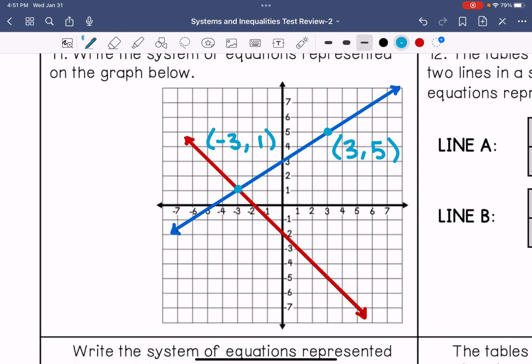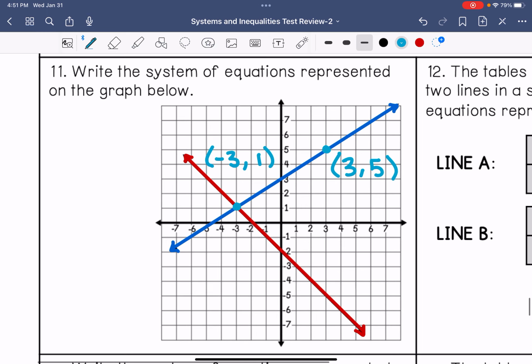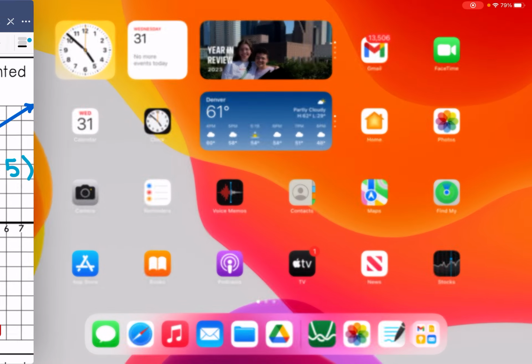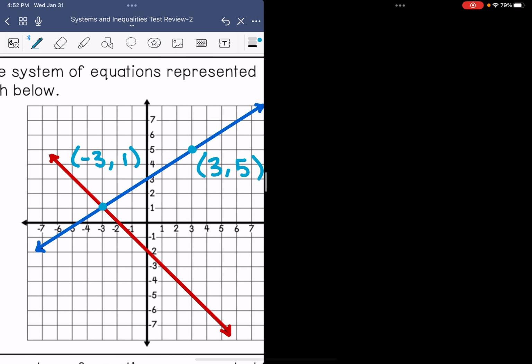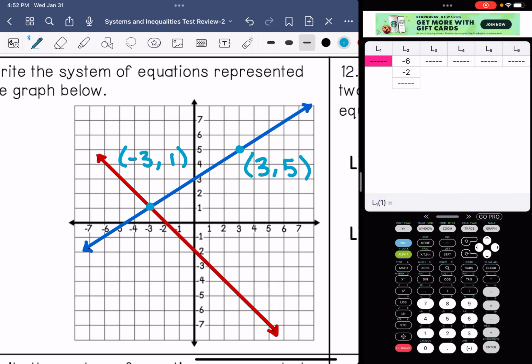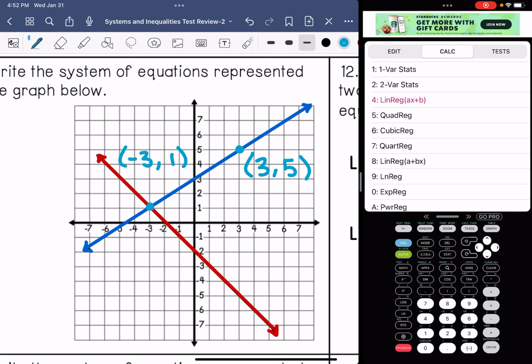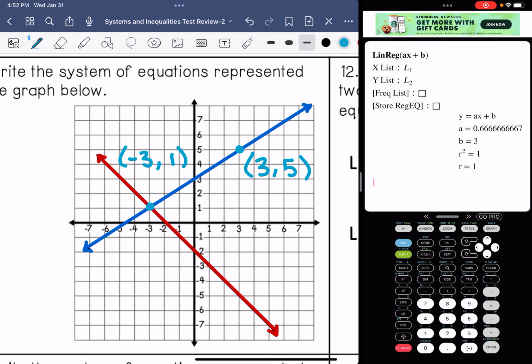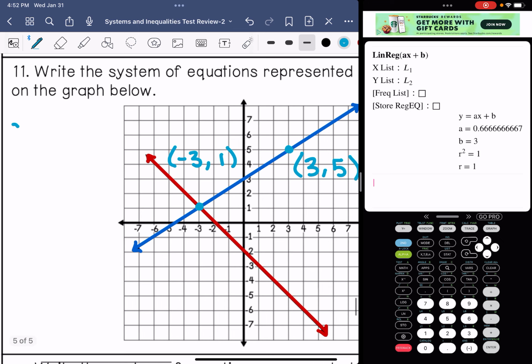Okay, now that I have 2 points, I can go ahead and put those into a table in my calculator. I click stat 1, type in all the values into a table, -3, 3, 1, 5. After I'm done, stat, calculate, go down to number 4, linear regression, and these are the values you get. You get A equals 0.66 and B equals 3.